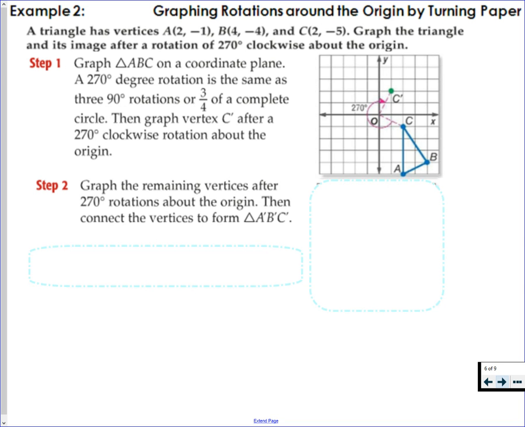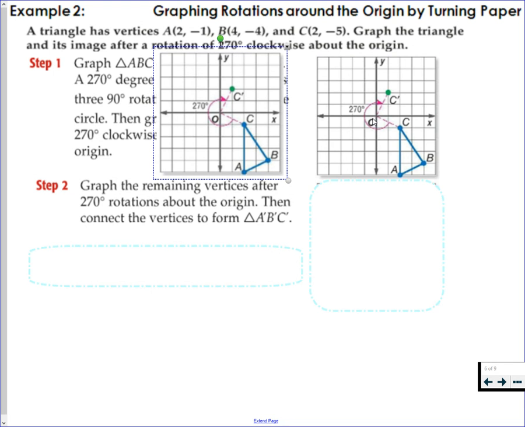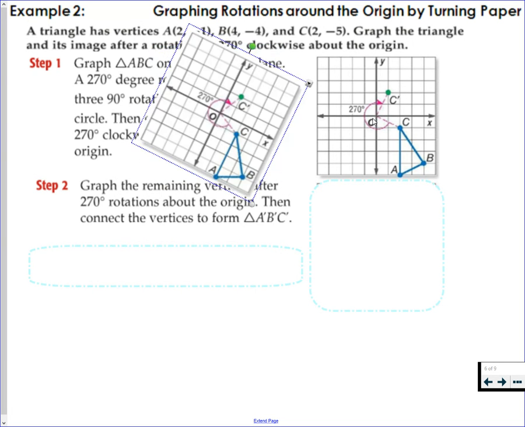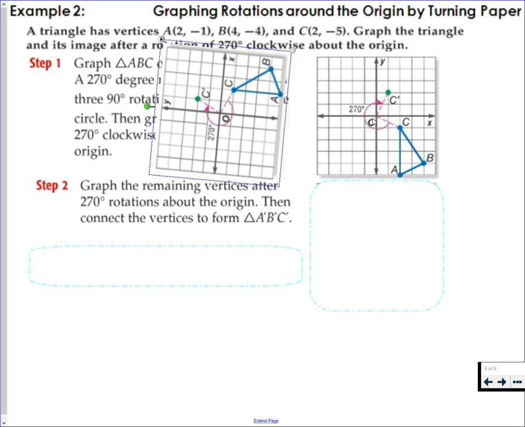Either way is fine. So here's the thing. I took that picture and I've got another one of them right there. Okay, so I can rotate this just like you can rotate your paper. So if I want to go 270 degrees clockwise, again, 270 would be like this. I would go 90, 180, 270.